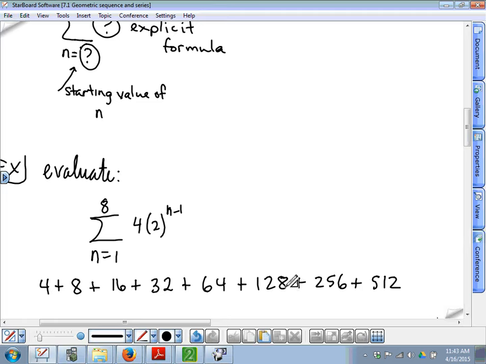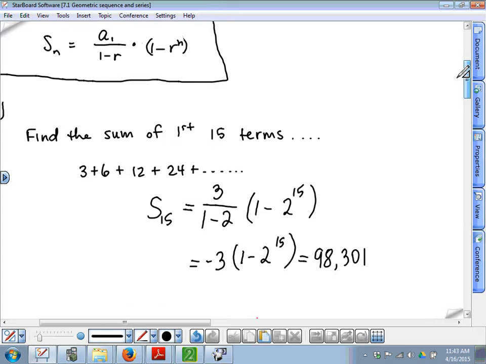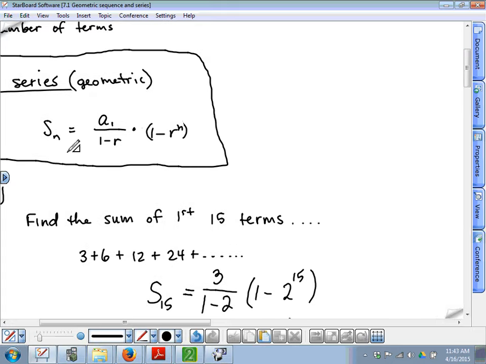But could you imagine how stupid this problem would be if it was from 1 to 81? You understand what I'm saying? You could, if you really wanted to, list all 81 terms and add them up. But that would be a really dumb way of doing the problem. Okay? Last time on Tuesday we learned about this formula right here.